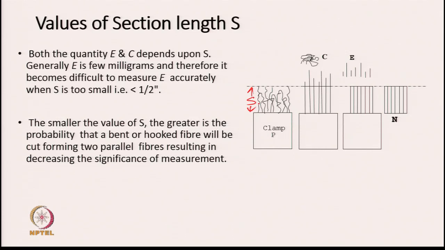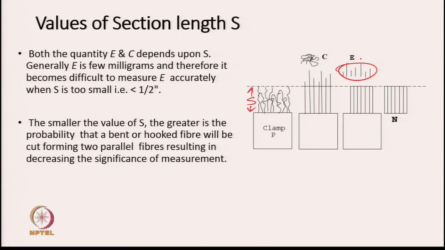Both the quantities E and C depend upon S. Generally E is a few milligrams, and therefore, it becomes difficult to measure E accurately when S is too small. So, if we put a value that is too small, then the quantity E will be so low that there will be a lot of measurement error. To avoid that, we have chosen a length of half an inch.